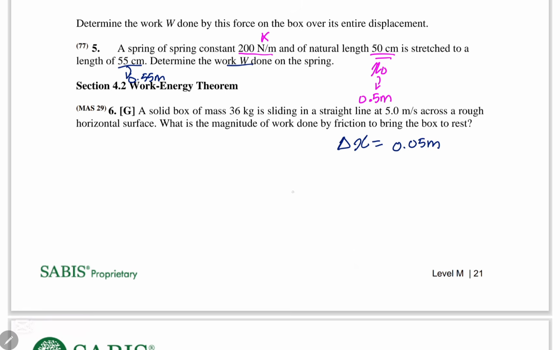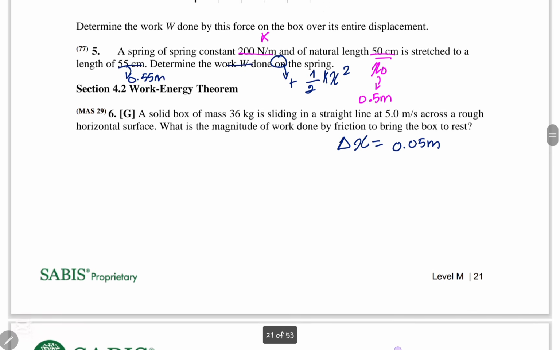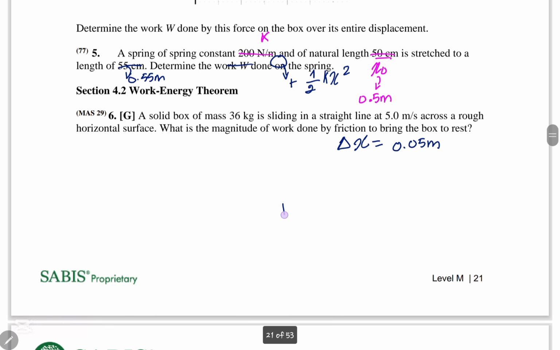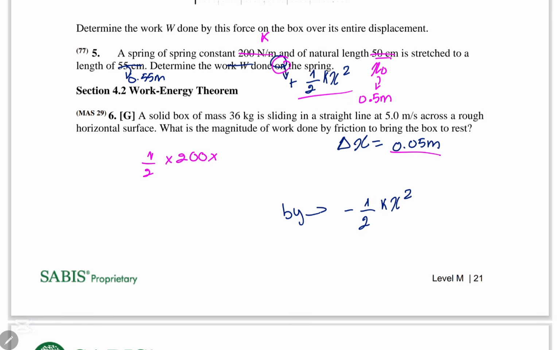Now they want the work done, W, on the spring. When they say work done on the spring, it's gonna be plus 1 over 2kx squared. But if they said work done by the spring, then you'd have to use minus 1 over 2kx squared, okay? So because they want the work done on the spring, we need to use this. 1 over 2 times k, which is 200, times x. We found x, but here mainly it's not x, it's delta x, because it's the change in length, the extension, right? So it's going to be times 0.05 meters.